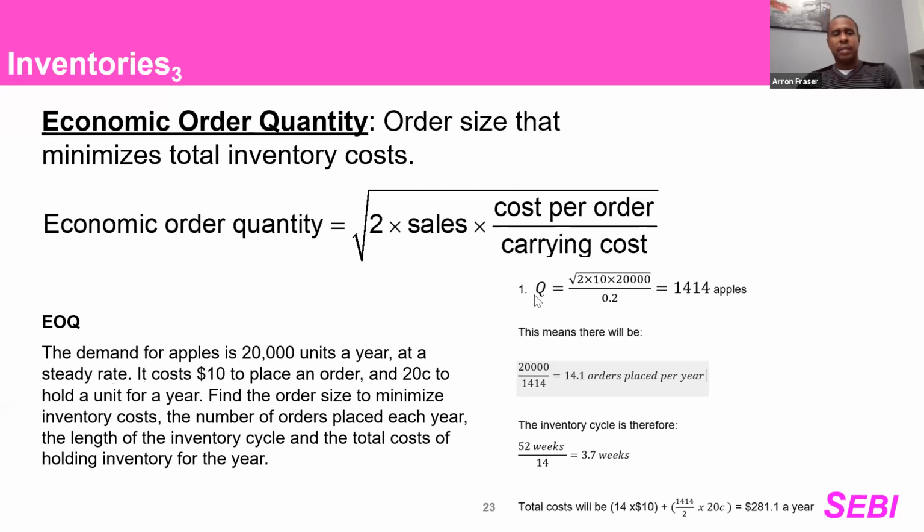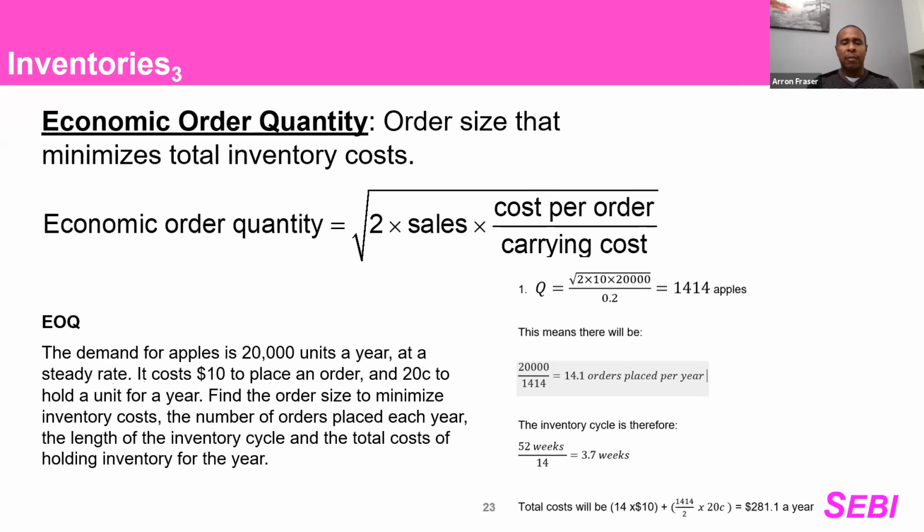So if we use the formula to find the economic order quantity, it will be 2 times the sales amount of 20,000 times the cost per order, which is $10, all divided by 20 cents, and you should have the economic order quantity of 1,414 apples. So if you order 1,414 apples, that would be the economic order quantity, which means the total inventory cost will be the least at that point, right?